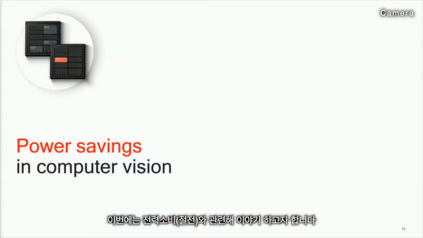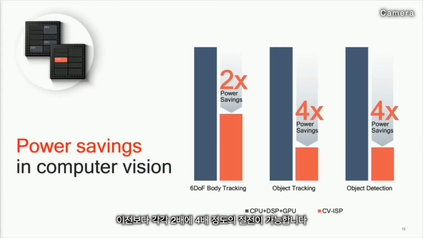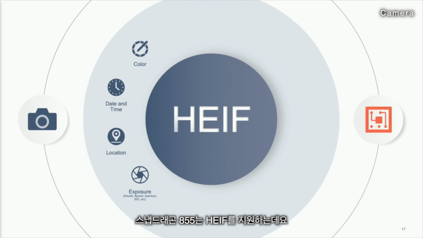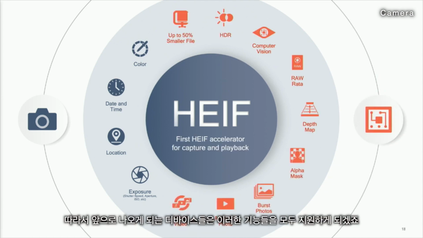So I'd like to talk about power savings as well. These are our targets on 855 to be 2x or 4x lower in power consumption than before. We've used an image file format for a long time called JPEG. I think it's been more than 2 decades now we've used JPEG. But on Snapdragon 855, we're going to support HEIF. On 855, we'll be supporting this. Going forward, on future devices, we'll be supporting all of these different features for the file format.